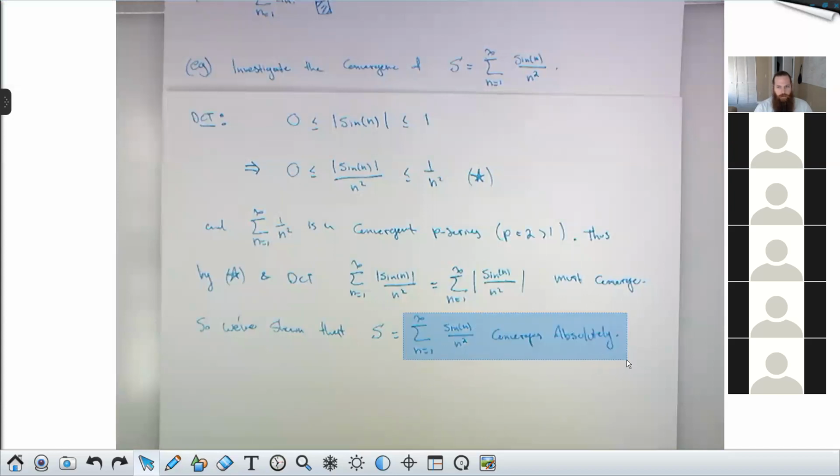More, in fact, is true. It converges absolutely. I want to make a quick note here: when you write down these convergence tests, do not leave off the capital sigmas. I see people doing this all the time. They just write 1 over n squared is a convergent p-series. 1 over n squared without a sigma isn't even a series, it's a sequence.